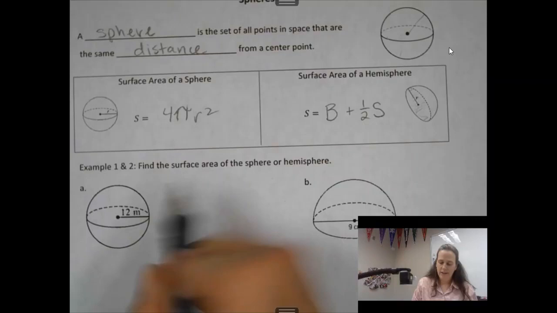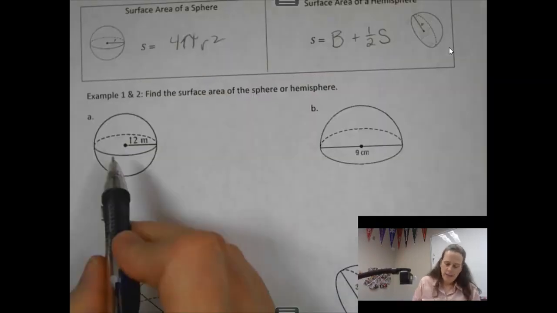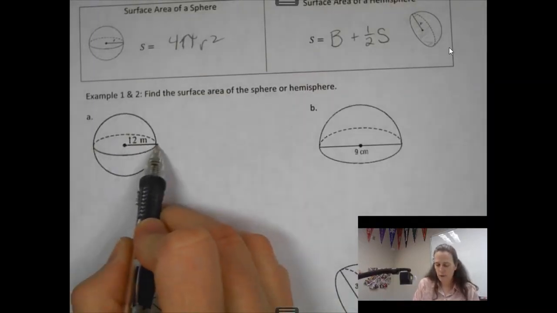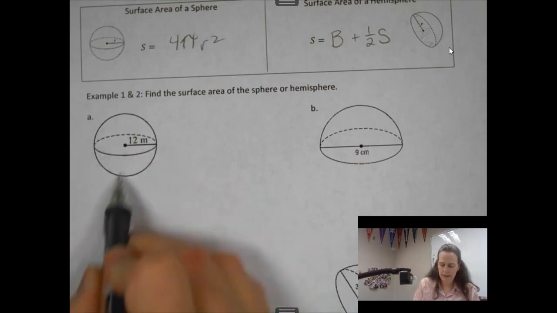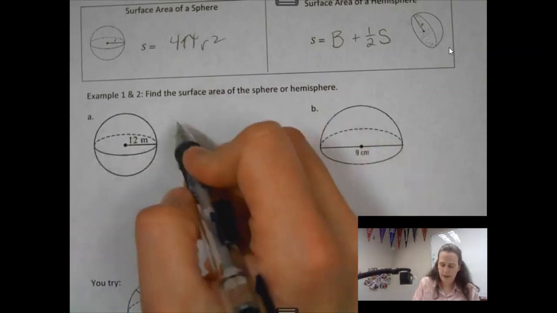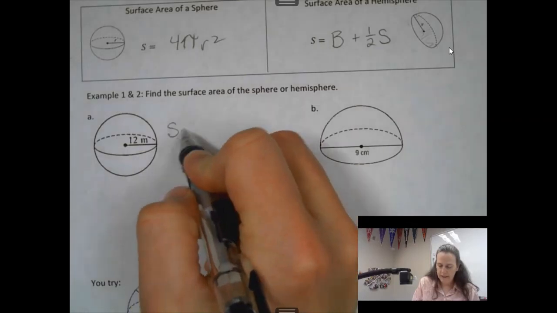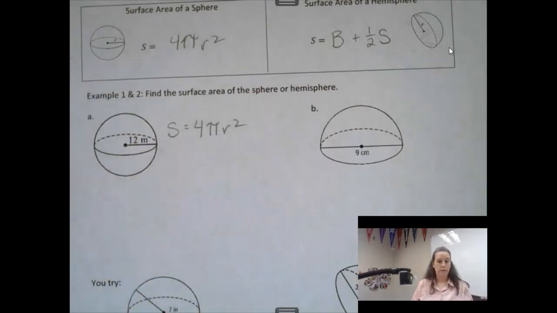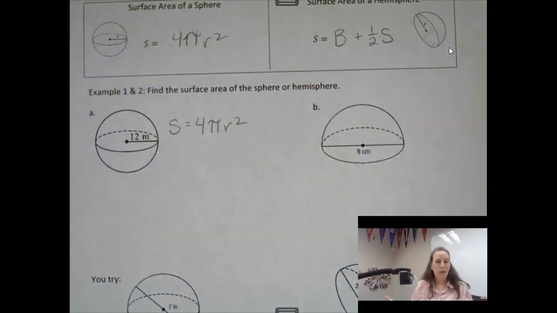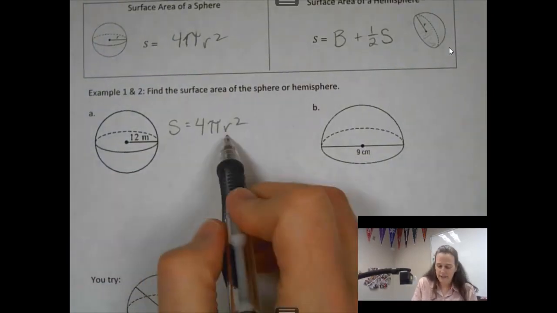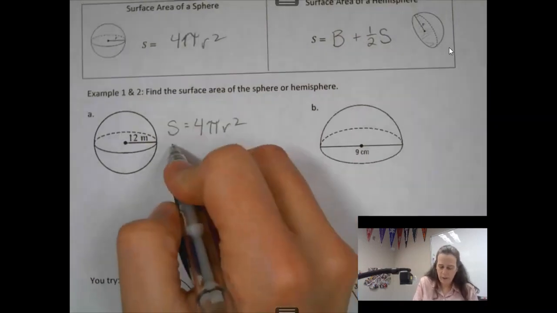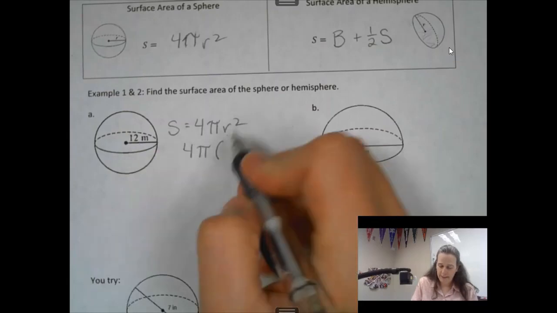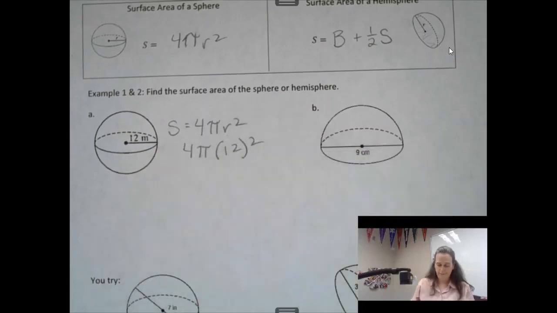Okay, let's try these. Surface area. Here we have a sphere. There's the center, a radius of 12 meters, and that means it's 12 meters to the edge in every direction of that sphere. And we find the surface area by doing 4 pi r squared. There's really only one number we need to stick in there, and that's the radius. Pi is a number, so we're not worried about that. So 4 times pi times that radius, 12 squared.